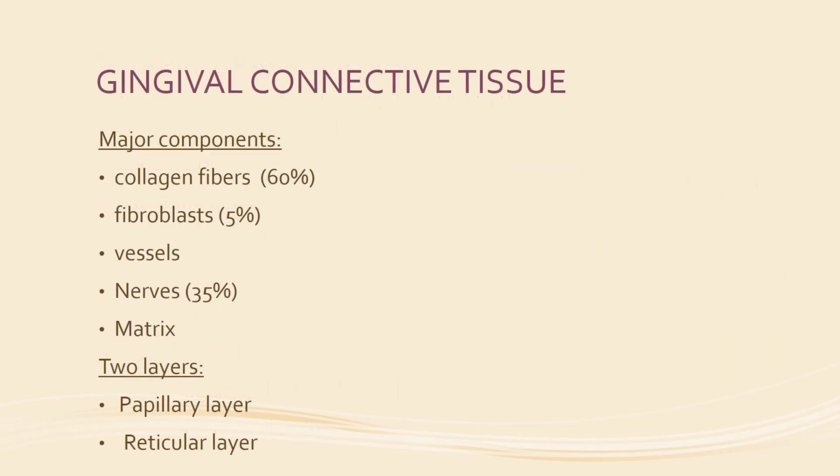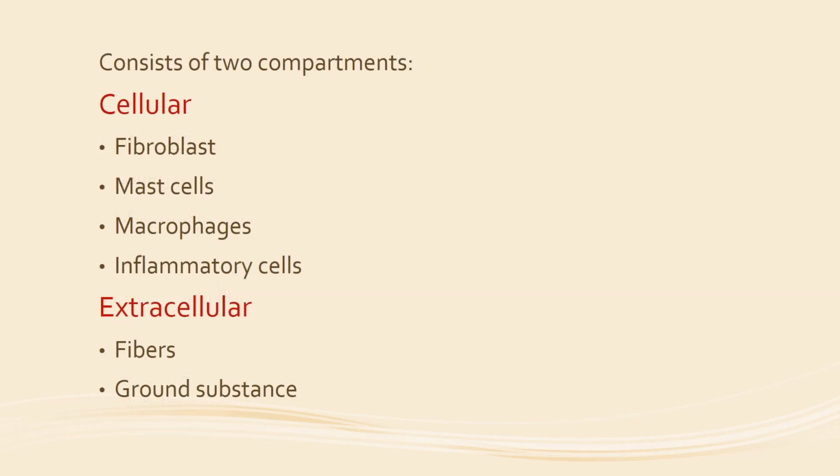Coming to gingival connective tissue, the major components are collagen fibers, which constitute 60% of the components, and then fibroblasts, vessels, nerves and the matrix. It has two layers, papillary layer and reticular layer, consisting of two compartments, cellular and extracellular. The cellular components are fibroblasts, mast cells, macrophages and inflammatory cells. The extracellular components are fibers and the ground substance.